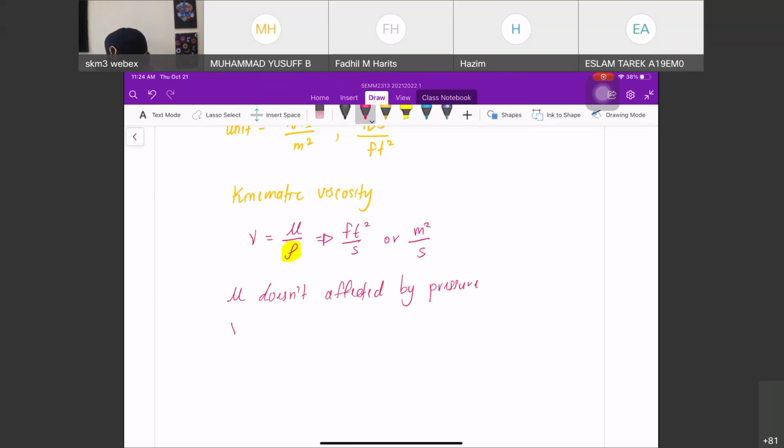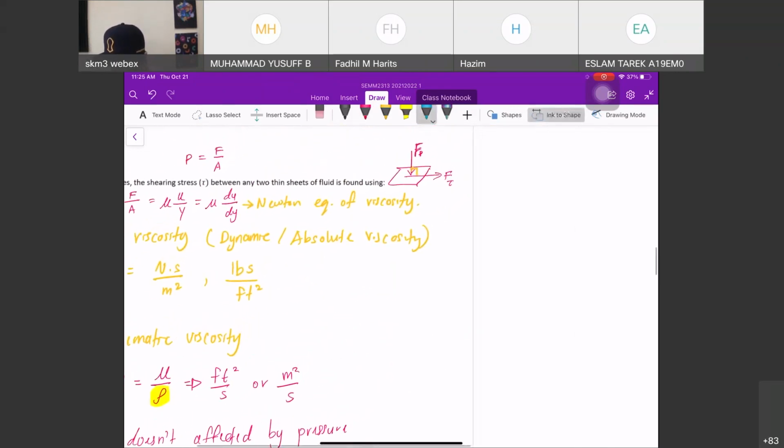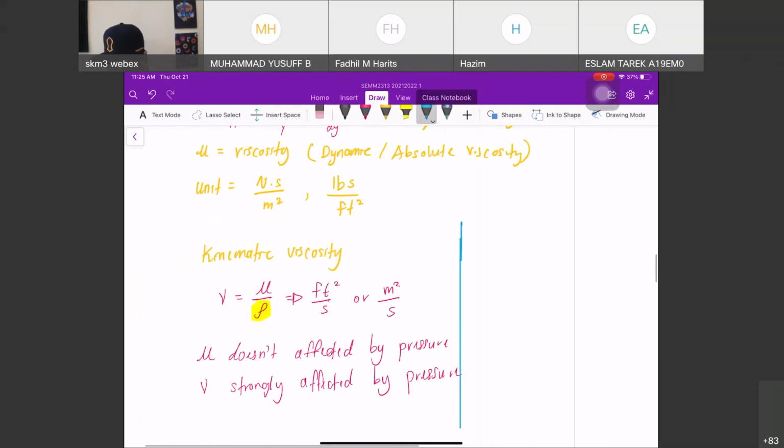While the nu here is strongly affected by pressure. Why? Okay, let's draw the cubic.